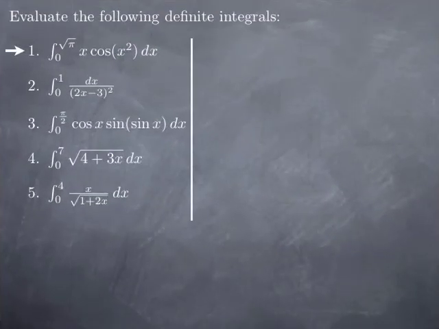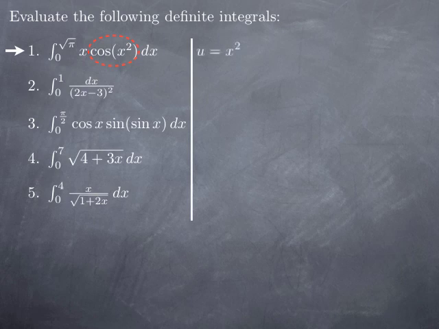So now let's take a look at some examples to see how this is used. Let's start with the integral from 0 to root pi of x cosine of x squared. We're going to proceed as usual, look at the composite part, in this case cosine of x squared, and take for u whatever function is inside, so in that case x squared, and then calculate du. Du is 2x dx.